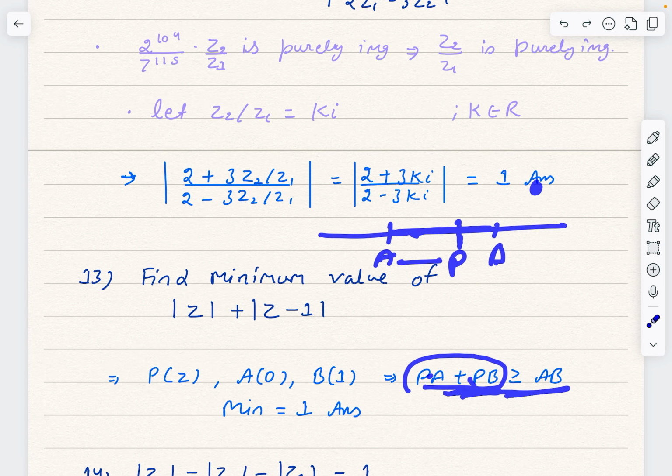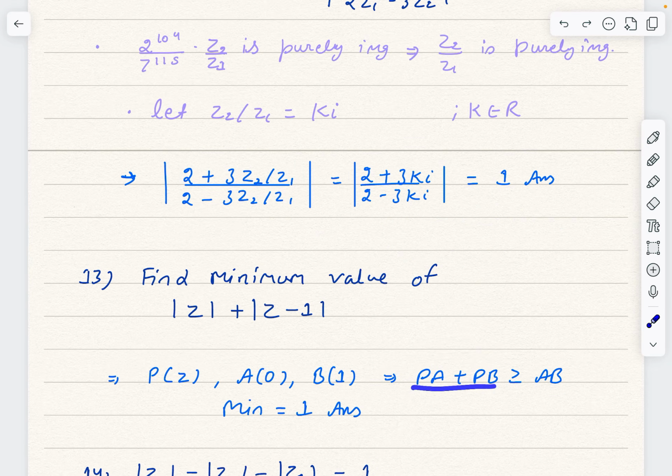If I take P anywhere else, PA + PB will always be more than AB using the triangle law. If it lies between A and B, PA + PB will be equal to AB. If it lies outside, anywhere in the plane, PA + PB will be more than AB. So the minimum value of PA + PB will be AB, which is the distance between A and B. That will just be 1. Okay, so if this thing is not very clear, no problem. In the second week of complex numbers, we'll discuss this geometry in detail. That time you will be able to understand this. For now, next problem.